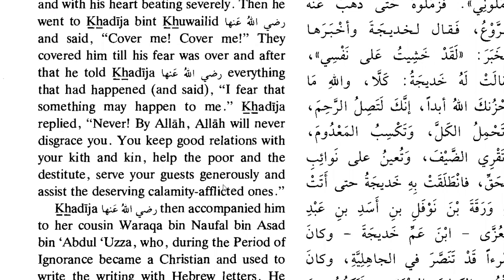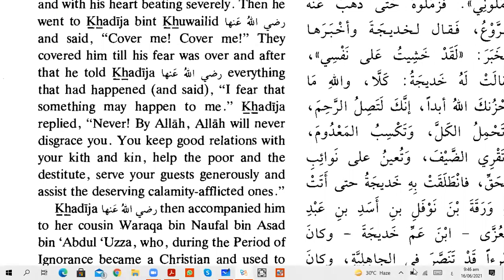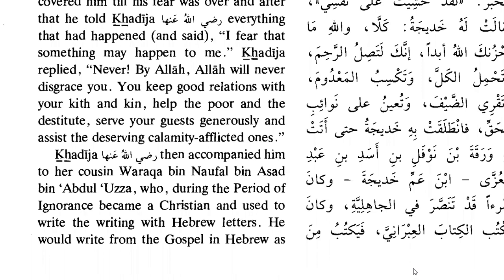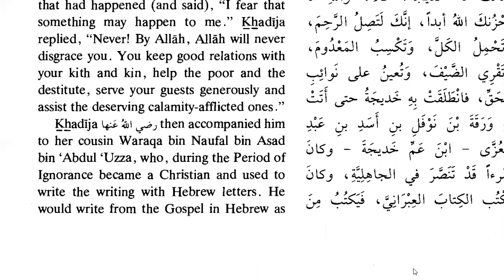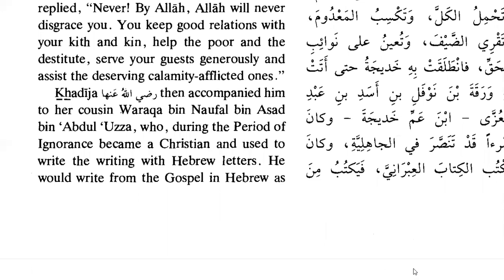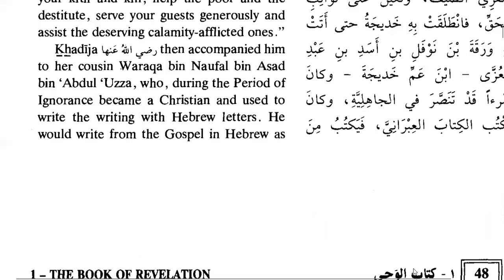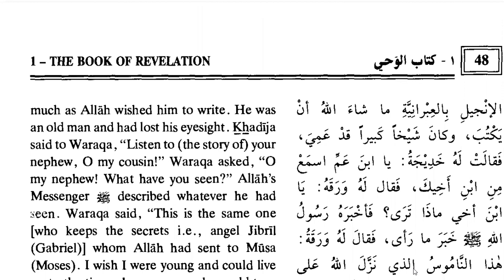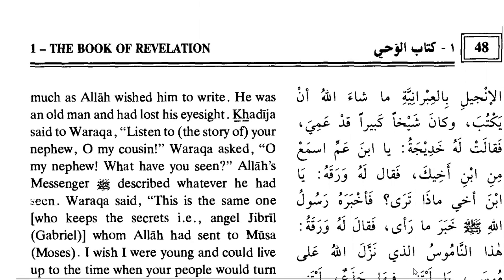You keep good relations with kin, you help the poor and destitute, serve your guests generously and assist the deserving calamity-afflicted ones. Khadija then accompanied him to her cousin Waraqa bin Nawfal bin Asad bin Abdul Uzza, who during the period of ignorance became a Christian and used to write with Hebrew letters. He would write from the Gospel in Hebrew as much as Allah wished him to write. He was an old man and had lost his eyesight.